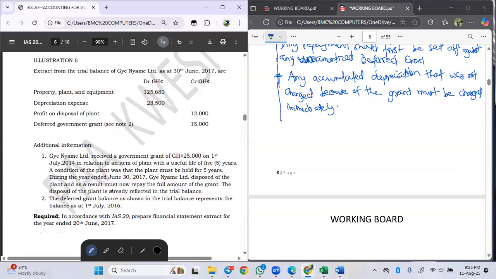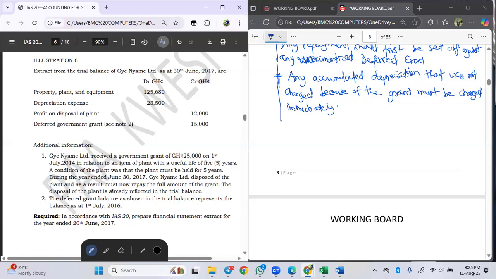Required: in accordance with IAS 20, prepare the financial statement extracts for the year ended 30th June 2017. Extracts from the trial balance of Junior Limited as at 30th June 2017 are: property, plant and equipment, depreciation expense, profit on disposal of plant, deferred government grant, see note 2. Additional information: 1.